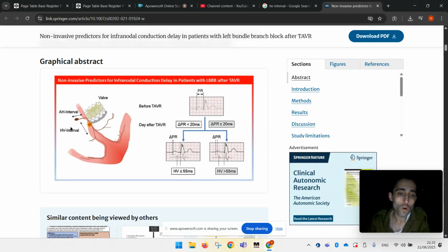So this was some words about the HV intervals. Of course, this is not everything. If there are any mistakes or corrections, please tell me.